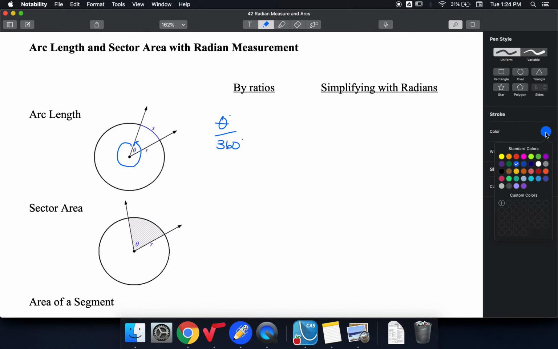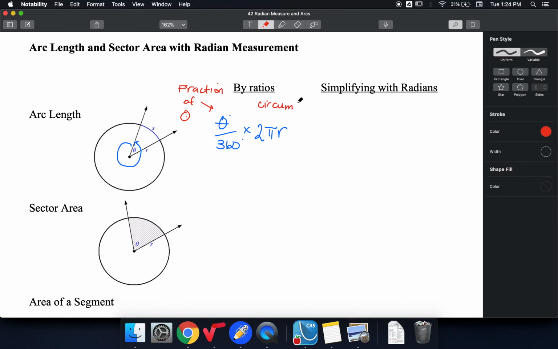So let me put in a note that this is our fraction of the whole circle. And I want a fraction of the circumference. So my circumference is 2 pi r, and I'm going to multiply that by it. I'm going to stop there because I don't actually know how to spell circumference. And so I could simplify that.